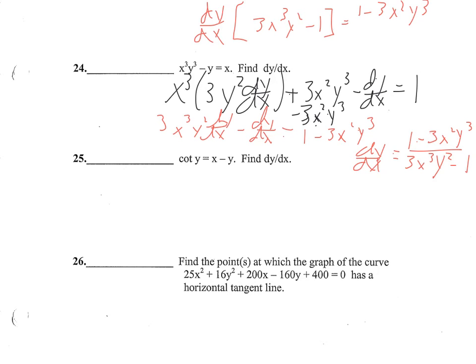Alright, so let's go here. Okay, cotangent. Cotangent should be negative cosecant squared y times the derivative of y, or times dy over dx equals derivative of x is 1 minus dy over dx, alright?